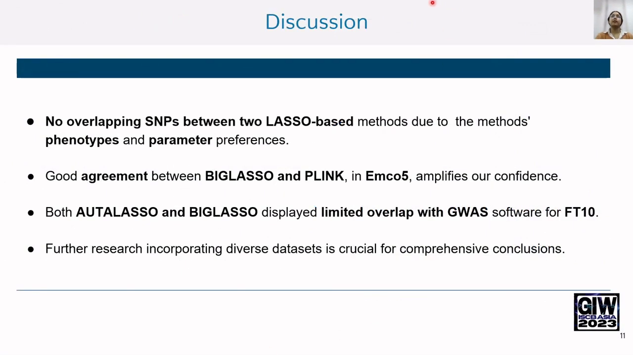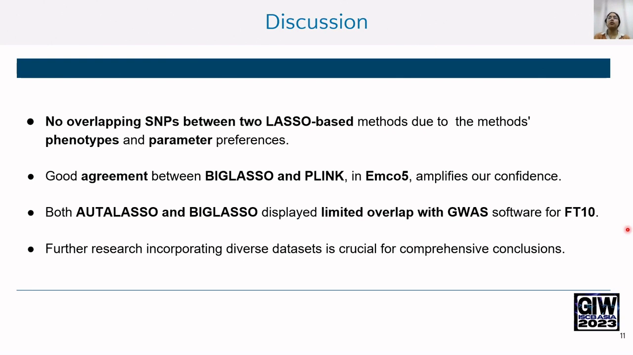Now let's discuss the interpretation of the findings. Parameter settings may have influenced outcomes of no overlapping SNPs between Big Lasso and Iota. Good agreement between Big Lasso and Blink outputs in MCO5 highlights potential validation, amplifies our confidence in the potential causal relationship with the trait, and opens the door for subsequent wet lab validation to verify their contribution to the trait. Both Iota and Big Lasso displayed limited overlap with conventional GWAS for FT10.